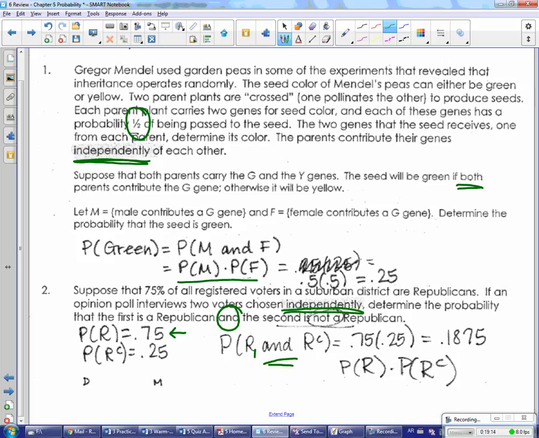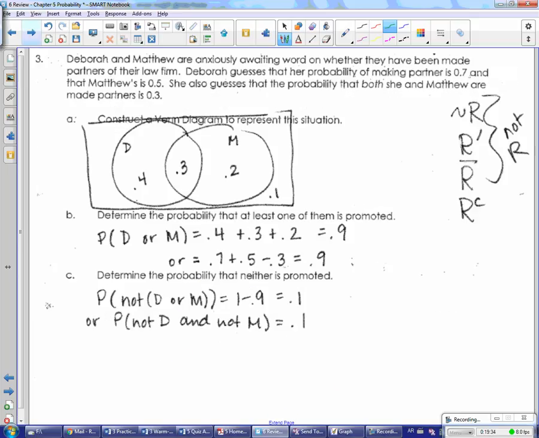So if you want, you can use subscripts. Because I have independence, I know that I can simply turn that into the probability of choosing a Republican times the probability of choosing someone who's not a Republican. And so based on the probabilities that I jotted down, that's going to be 0.75 times 0.25.